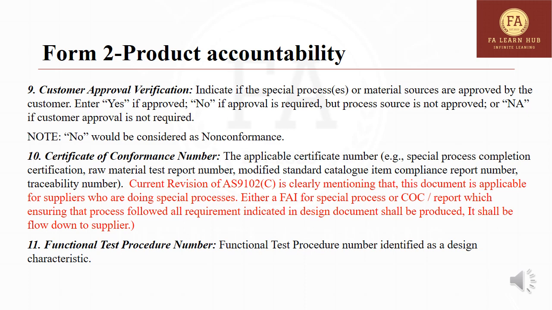Here, if the supplier has done this kind of qualification and approval, then they can put yes. If the requirement is there, but the supplier missed out on this approval process, then they can put no. If there is no requirement of customer approval, then they can put not applicable. If no, that means the customer approval is required but not done, it can be considered as a non-conformance.